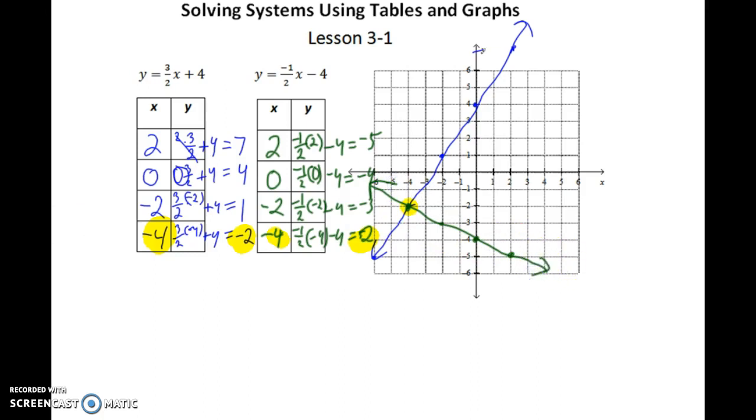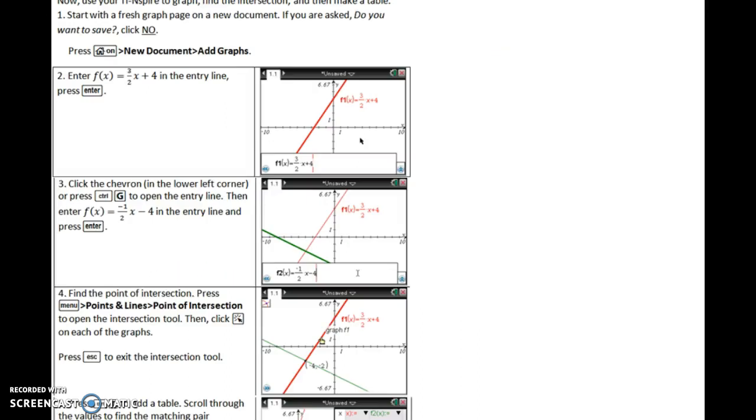When we do solutions of systems, I always want you to get in the habit of writing your answer as an ordered pair. The answer to this system is -4, comma, -2. You don't have to put x and y there. You just leave it as an ordered pair. That's really what we're finding, graphically or algebraically or even in the table. We're finding the ordered pair that is the solution to that system.